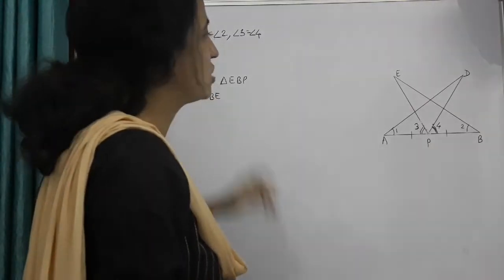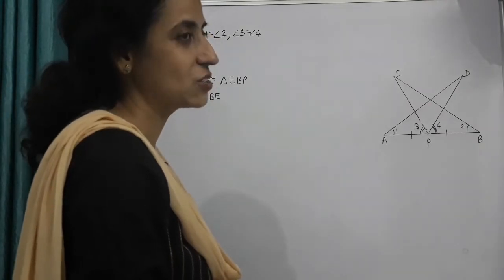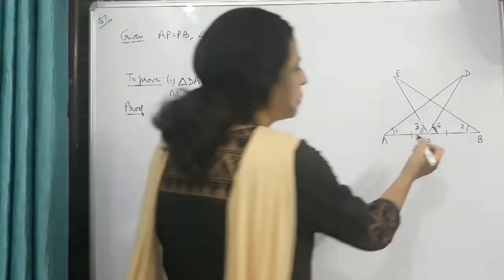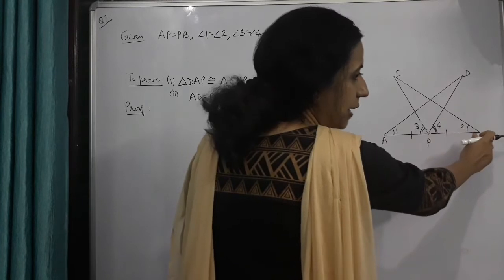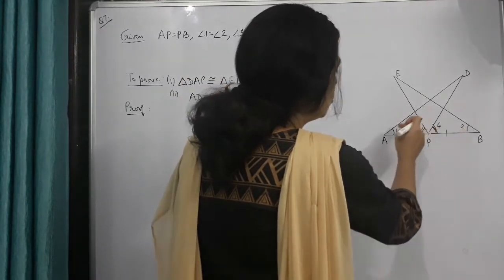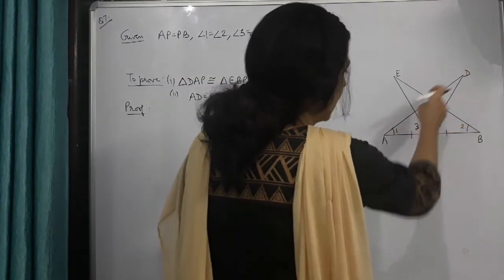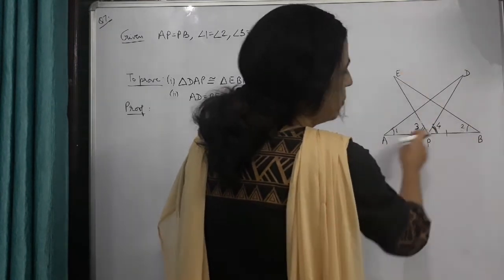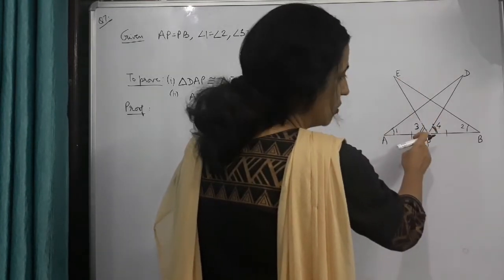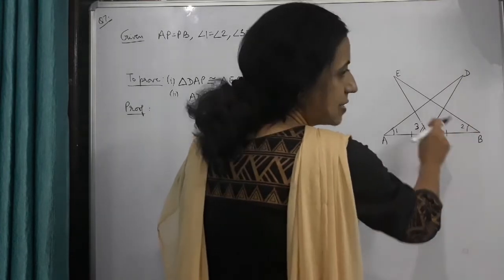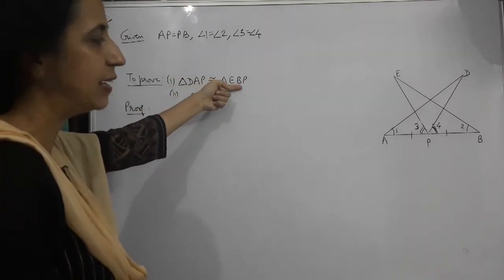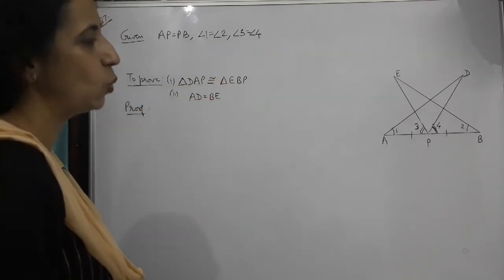Now let us start off with question number 7. It is similar to the 6th question and it is also one of the important questions. Over here it is given to us that P is the midpoint of line segment AB. So we can write that AP is equal to PB. It is given to us that angle 1 is equal to angle 2, that is angle DAB is equal to angle EBA. And it is also given to us that angle EPA, that is angle 3, is equal to angle DPB, that is angle 4. Now we have to prove that triangle DAP is congruent to triangle EBP and AD is equal to BE.